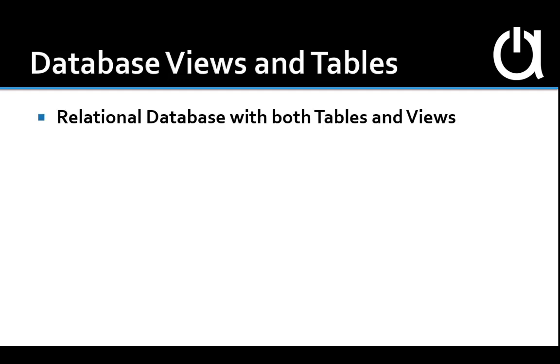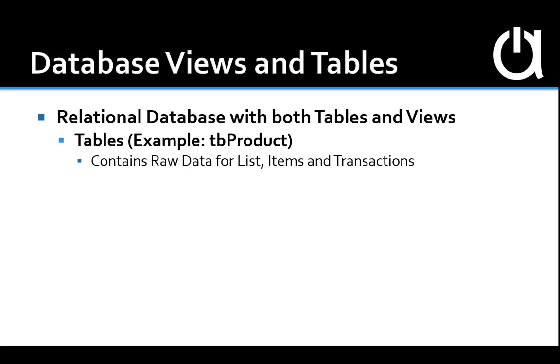Now, let's talk a little bit about the database, views, and tables. Acctivate is a relational database that contains both tables and views. Tables in Acctivate are designated with a prefix of TB. For example, for the product table, you will see TB product. Tables contain the raw data for lists, items, and transactions.